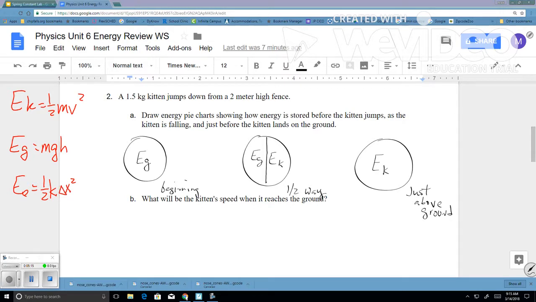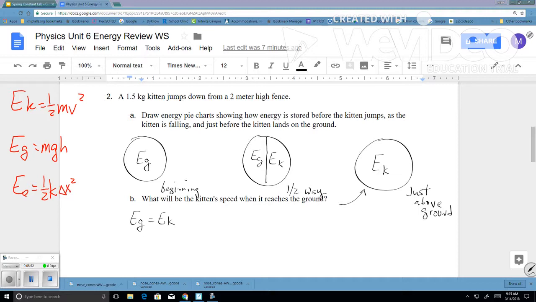For the second part of the problem, what will be the kitten's speed when it reaches the ground? So we want to know right here, what is its kinetic energy? From the formula there, I need 1/2 mass times velocity squared. I'm looking for v. I don't have E_K directly, but if I look at the pie chart, gravitational energy and the kinetic energy are the entire pie. So from that, Eg equals EK. So I can figure out gravitational potential energy because I have the mass, I have the height.